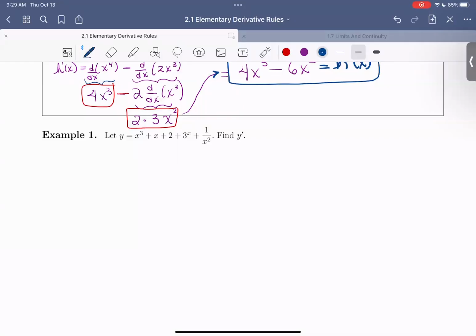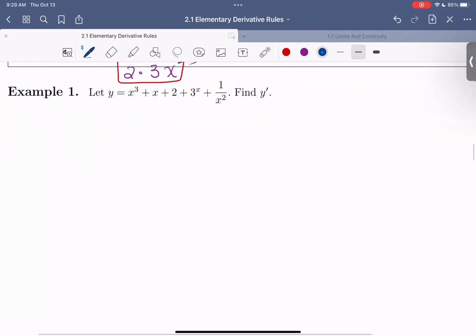We are now going to go through an example of using these derivative shortcut formulas. So let's take a look at example 1 in our 2.1, 2.2 notes. We're given, let y equals x cubed plus x plus 2 plus 3 to the x plus 1 over x squared. Find y prime.